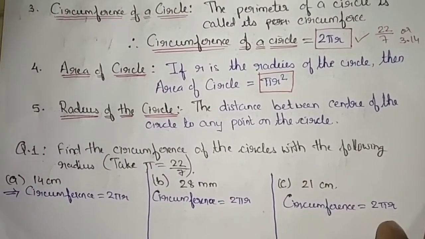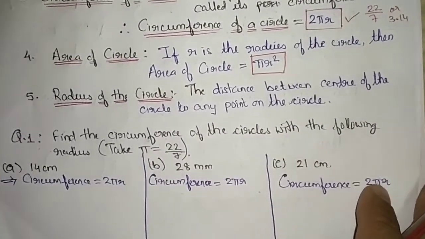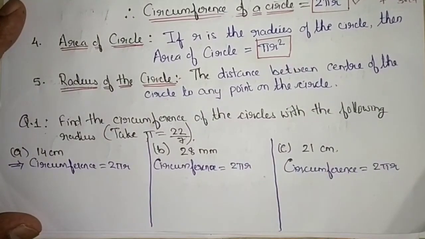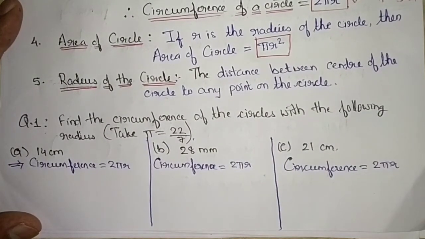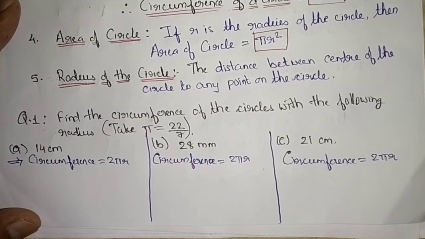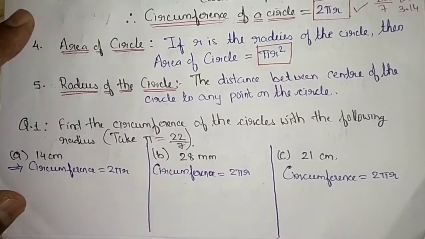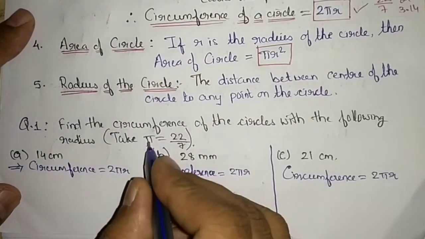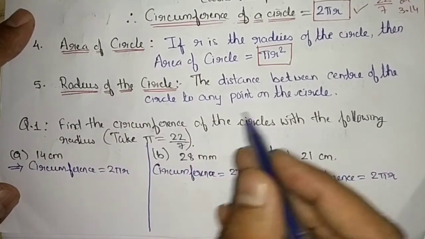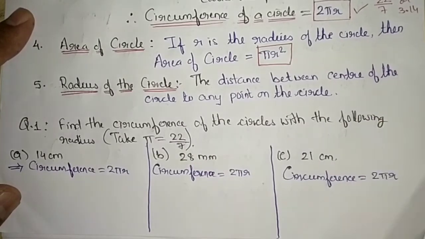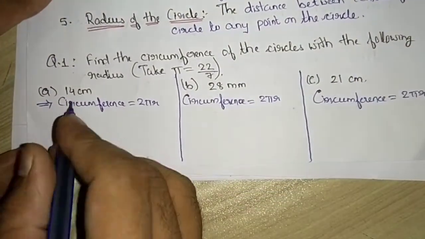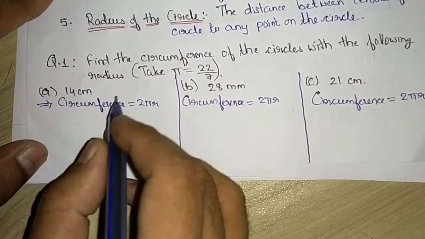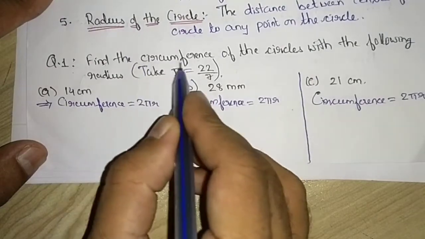Now let us solve question number 1 of exercise 11.3. It says, find the circumference of the circles with the following radius. Take pi is equal to 22 by 7. If they have given pi as 22 by 7, you will not use 3.14. So the first part is radius 14 centimeter.